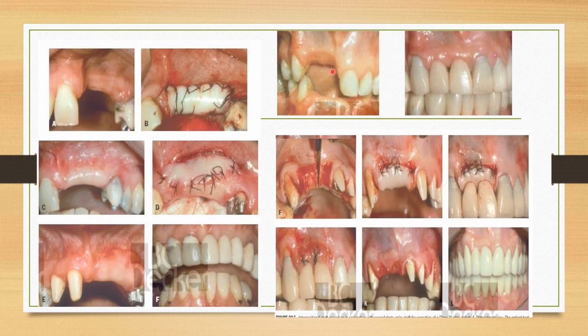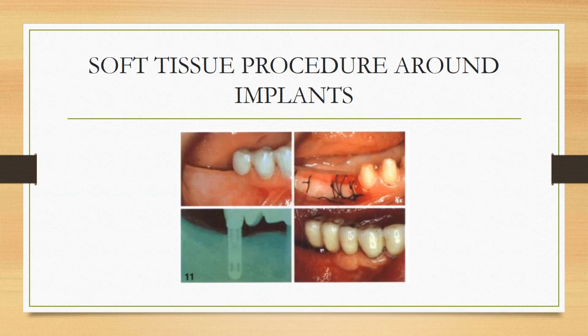In case of class 2 also, you can see the other procedure being done. This is apicocoronal loss, it is a class 2. You can see that bone graft will be placed and the soft tissue will be placed over it. This is after the crown placement, and this is the post-operative view.